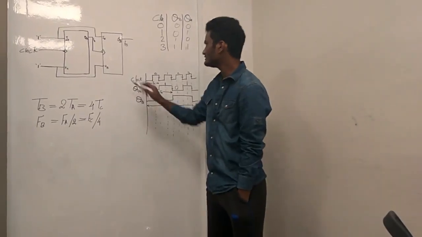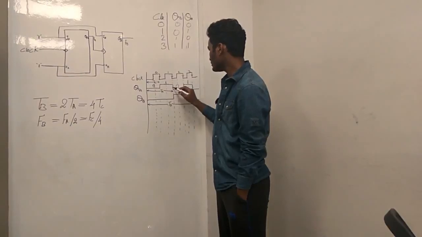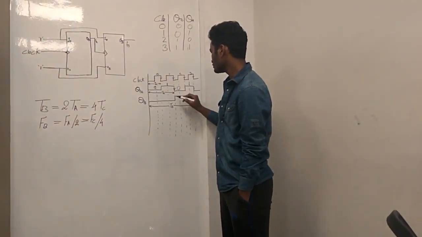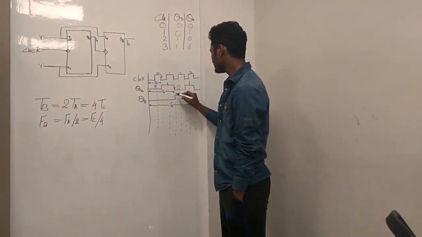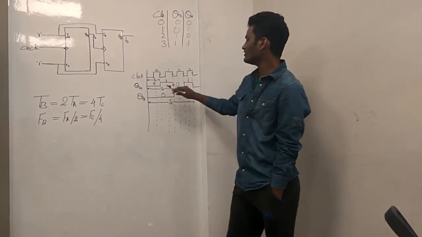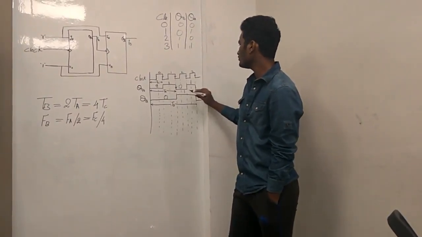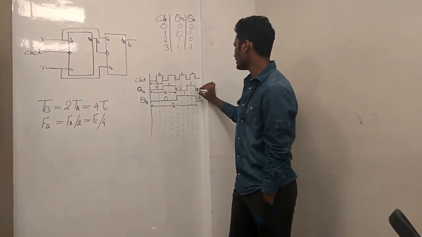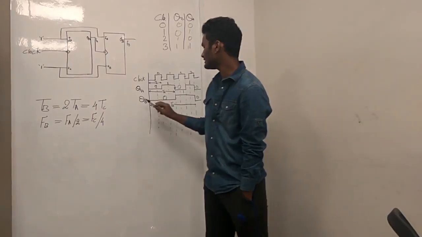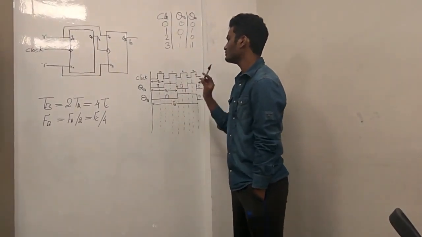Now QB is depending upon QA's output. So when QA drops down to 0, QB becomes 1. So till now it was 0, now it will become 1, and it will drop down to 0 when the QA drops down to 0 again. So this is the output of both QA and QB.